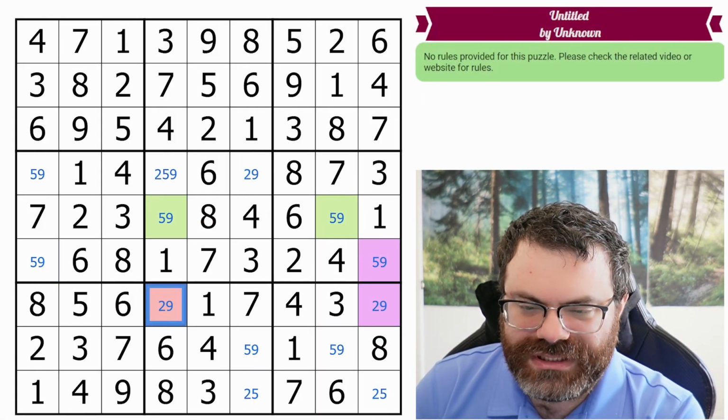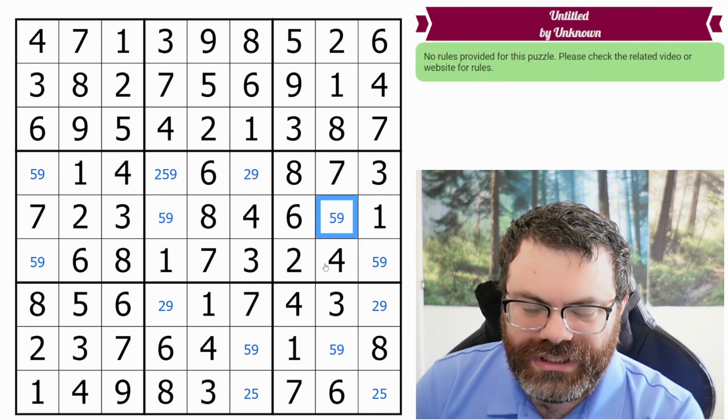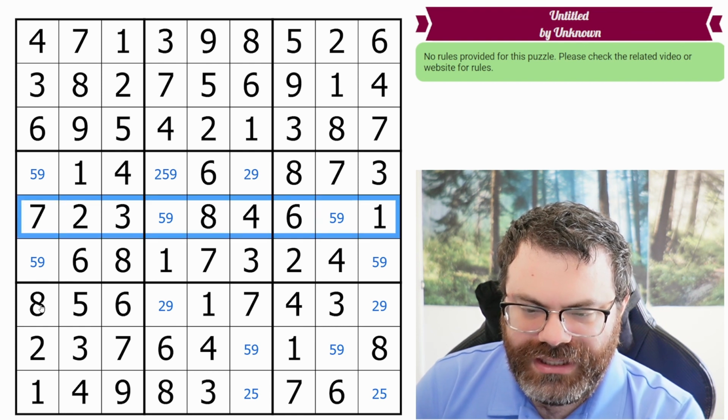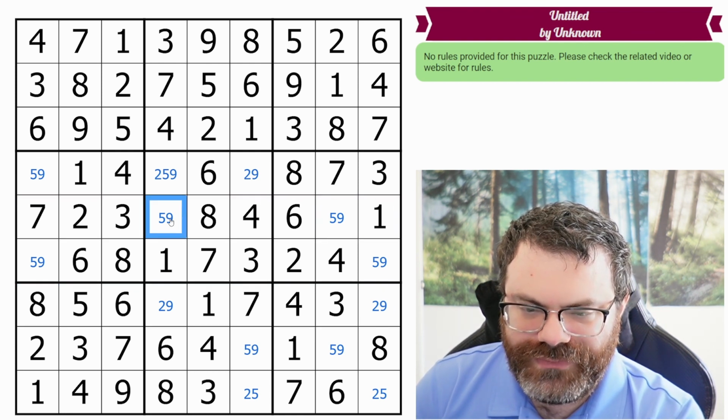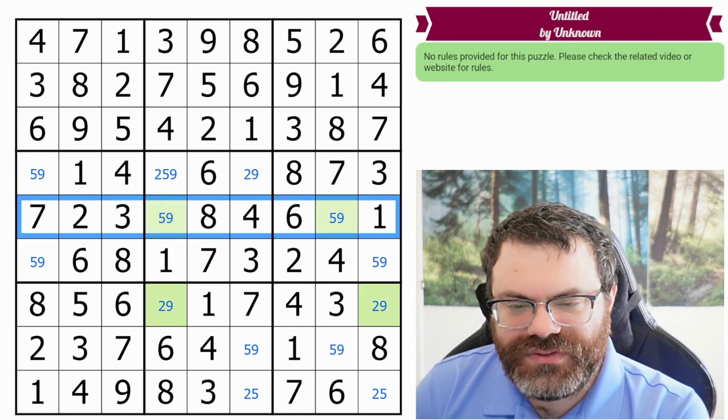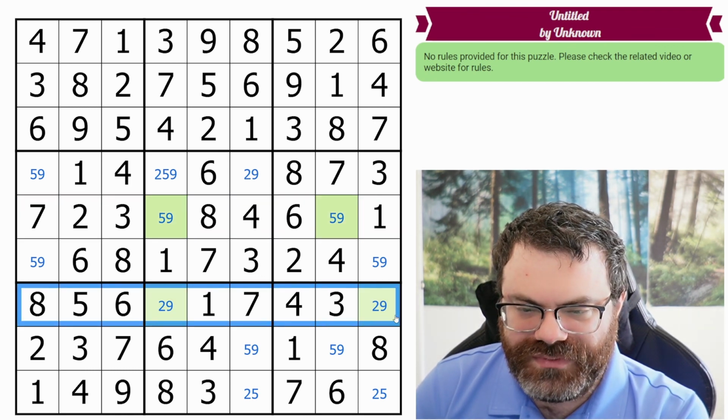The other thing to look for is skyscrapers. They're kind of like X-wings. So let's see, where's the skyscraper? Yeah, so I found one here, in this row and this row. So we're looking at 9s again, and I'm just going to make these all green. So in this row, green is where 9 can be. In this row, green is where 9 can be.